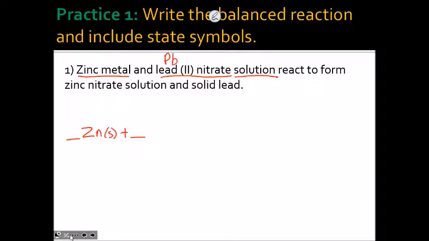So let's start here. Lead. The lead II part. What does that tell me about the charge on the lead? So it's going to be a what? A 2 plus. Good. Now, who knows what the formula and charge of nitrate is? Nitrate's obviously one of those polyatomics because it ends in ATE. So we need to be able to look those up and find them. What's nitrate?